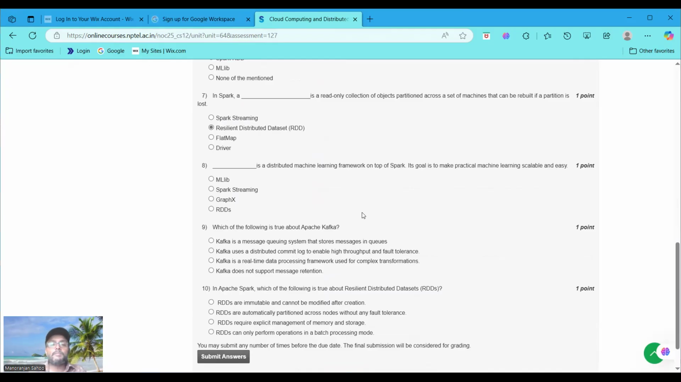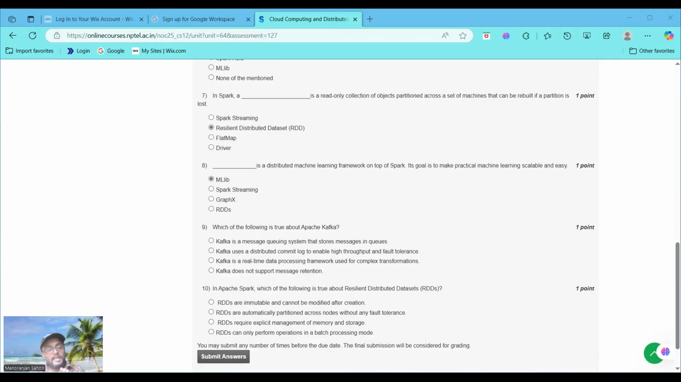Dash is a distributed machine learning framework on top of Spark. Its goal is to make practical machine learning scalable and easy. MLlib. Why do we choose MLlib? MLlib is Spark's scalable machine learning library designed for easy and efficient machine learning tasks.